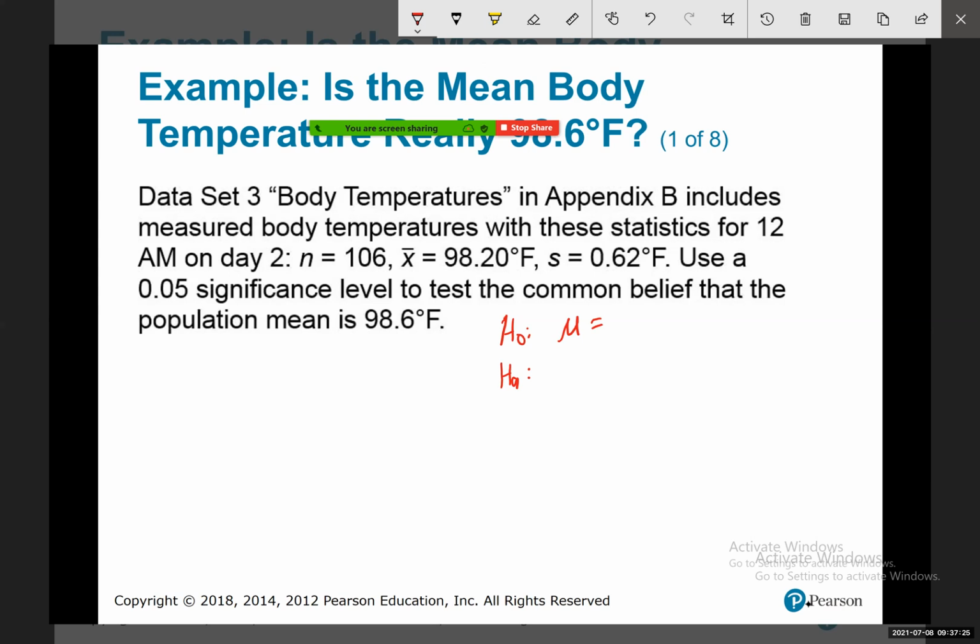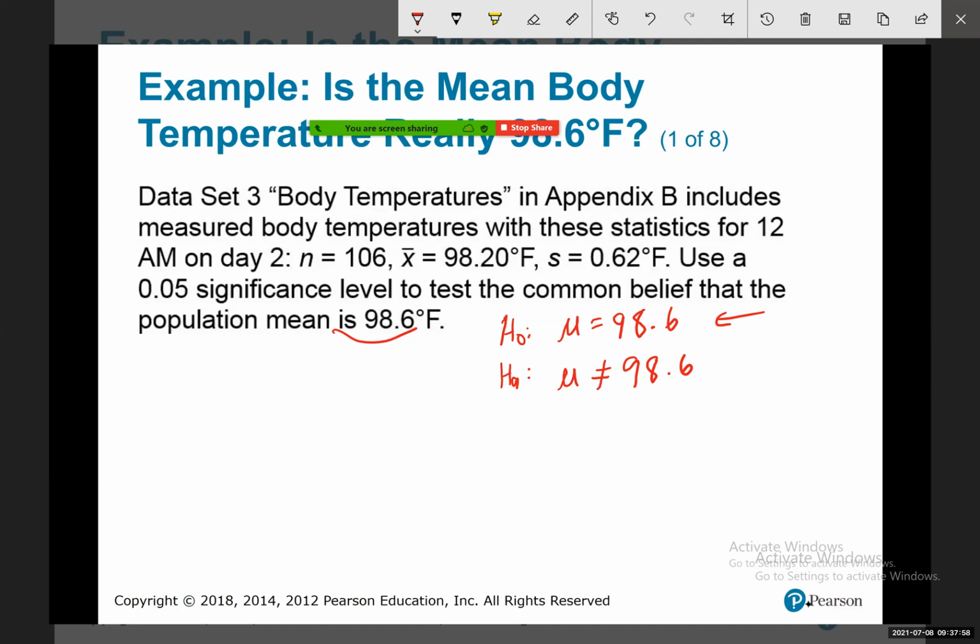So the common belief is that the population mean is 98.6. Good, because they didn't mention less or more, the alternative to equality is inequality. They just say equality, where the equality always goes in the null. So the alternative to that is not equal. And another reason is because they didn't mention greater or less.